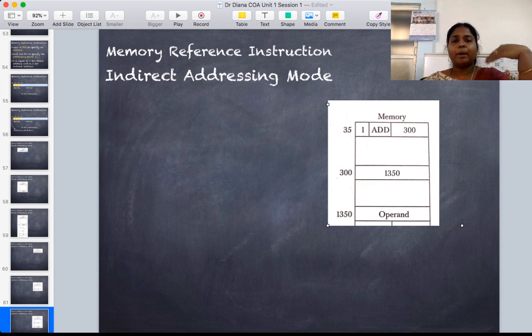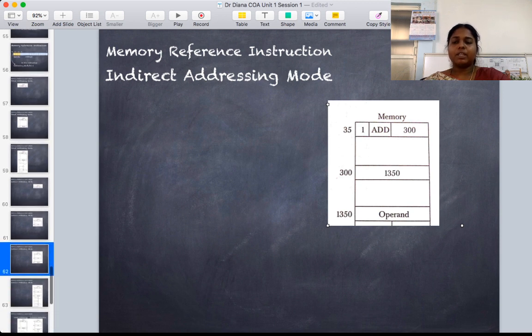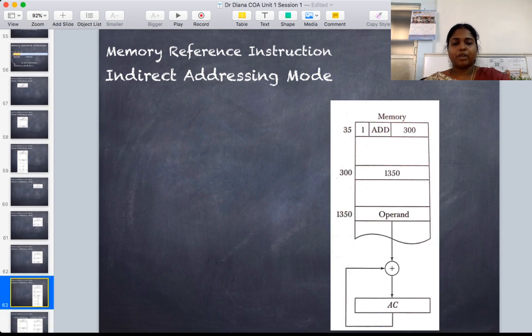So there are two memory references happening here. One is for finding the address of the operand. The second is for finding the operand itself. So we are referencing the memory twice in indirect addressing mode, and it is indicated by the value 1 in the MSB of the instruction. Now when this happens, this operand value can be added to the content of the accumulator and the result is stored back in the accumulator.